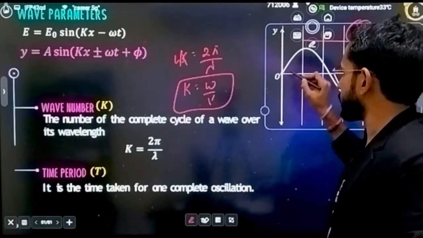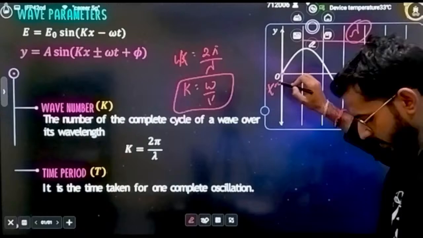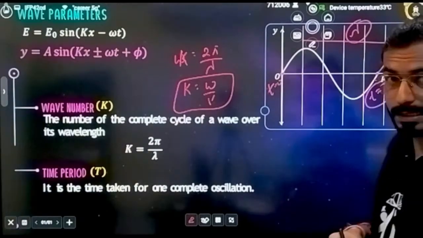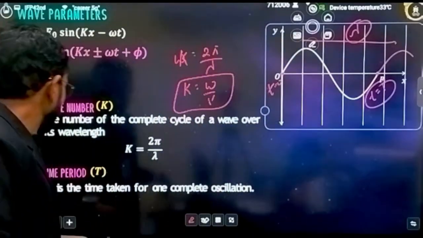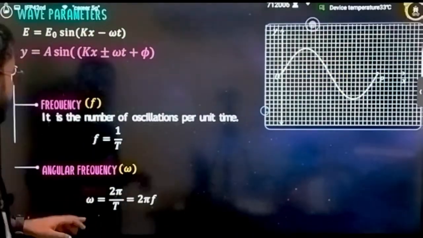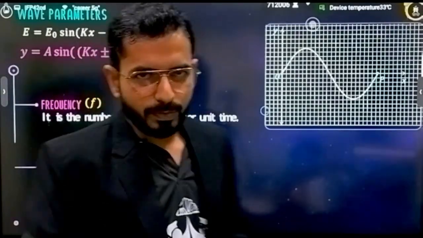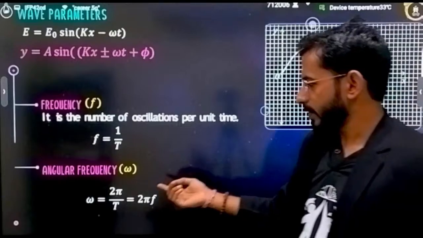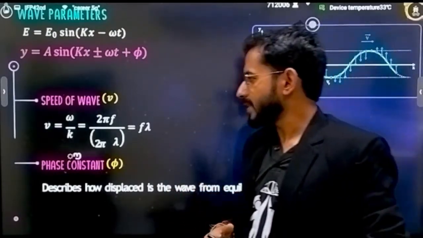Time period is the time for one complete oscillation. One complete oscillation from this time to this time. If this is t equals 0, what can I say about this time? This is t equals capital T. That is a complete time period. Okay. Then what are the other terms? There is frequency. Frequency is what? Inversely proportional to time. It's a very easy thing. Angular frequency is defined as 2 pi f, which is equal to 2 pi by time period. Speed of wave, what is the speed of wave?